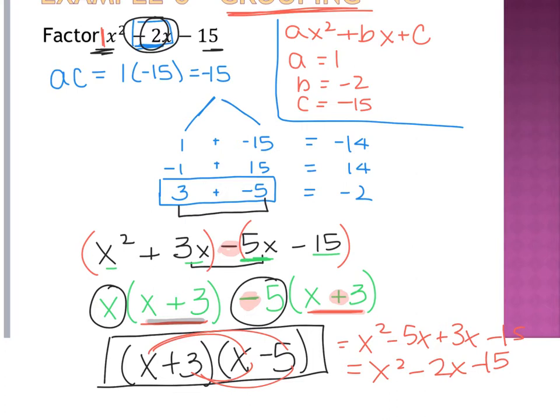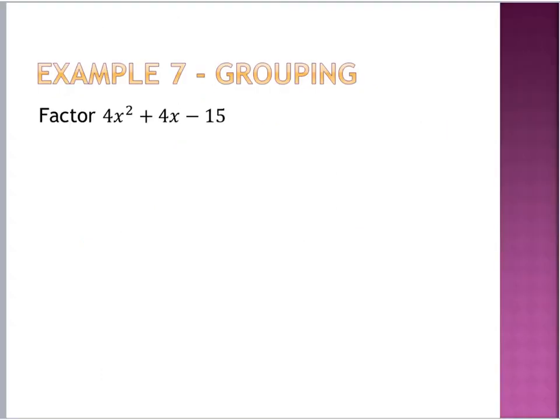Now again, I'm going to show you a couple of harder examples in the next two examples, where this is actually more beneficial. I think when you have an a value of 1, those are a little bit easier to factor without grouping, but sometimes they can get kind of complex if you have values of a that have multiple factors and values of c that have multiple factors. So for example 7, we're going to factor 4x squared plus 4x minus 15.